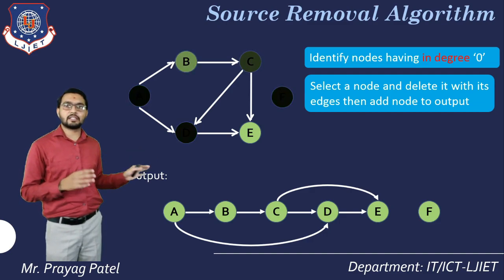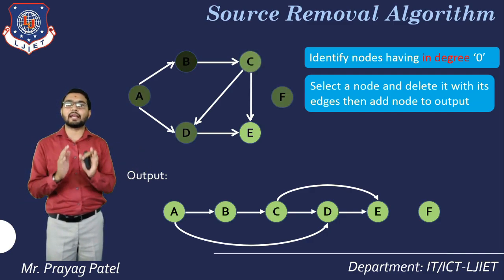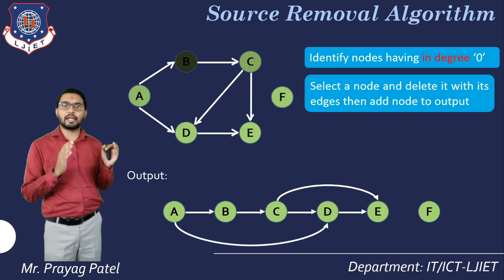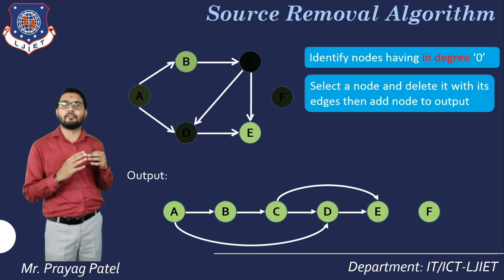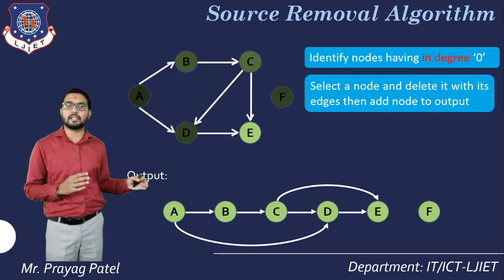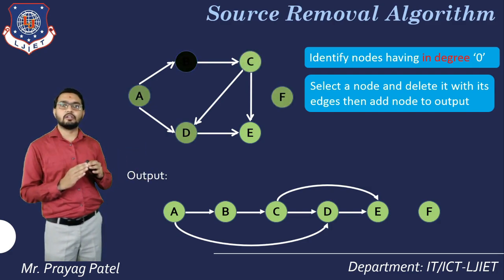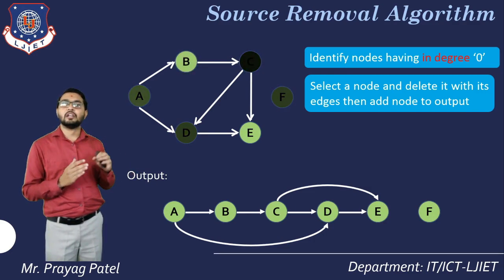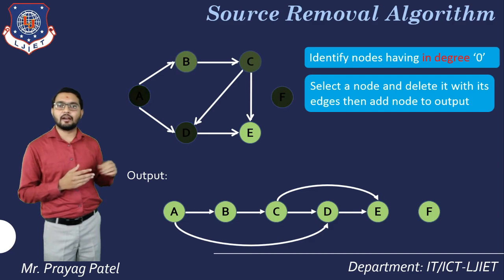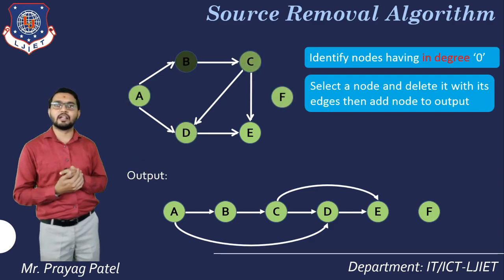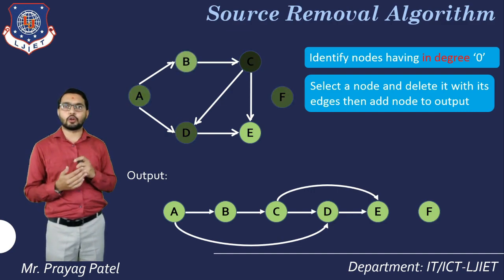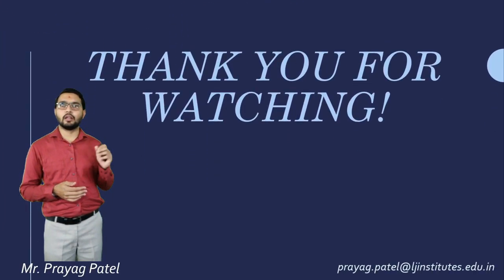Now among these edges, no back edges are available. So we can say that in the topological sort order, if we remove the nodes one by one and put them in an output list, then in the output list every edge is a forward edge or tree edge, and no backward edges are available. So this is the final result of the topological sort order using the source removal algorithm.